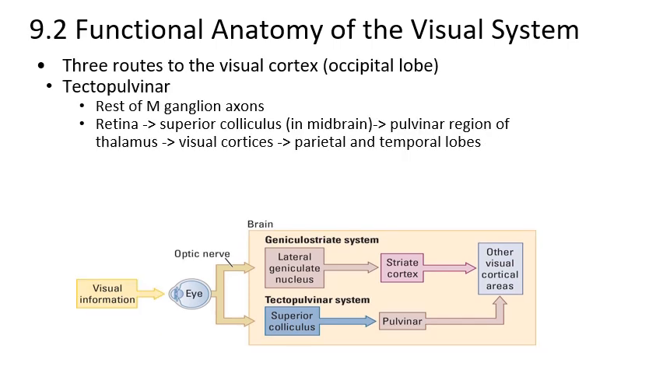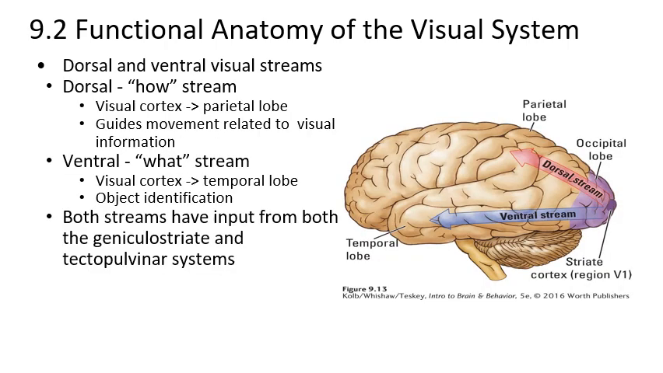The second of the two most important routes to the visual cortex is the tectopulvinar system. This is comprised of the rest of the M ganglion cells. It goes from the retina to the superior colliculus, which is in the midbrain, then to the pulvinar region of the thalamus, so still through the thalamus but a different part of it, then to the visual cortices, and then again to the parietal and temporal lobes.